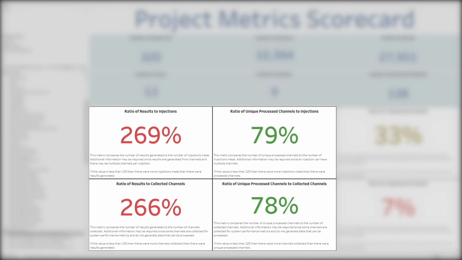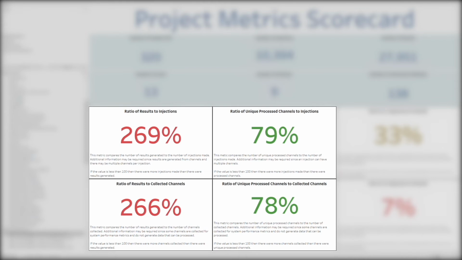In the main area of the dashboard, we can see some color-coded metrics that help us get a better idea of what's going on in our lab. Red means something probably needs to be investigated. Yellow means something might need to be investigated. And green means something probably does not need to be investigated.